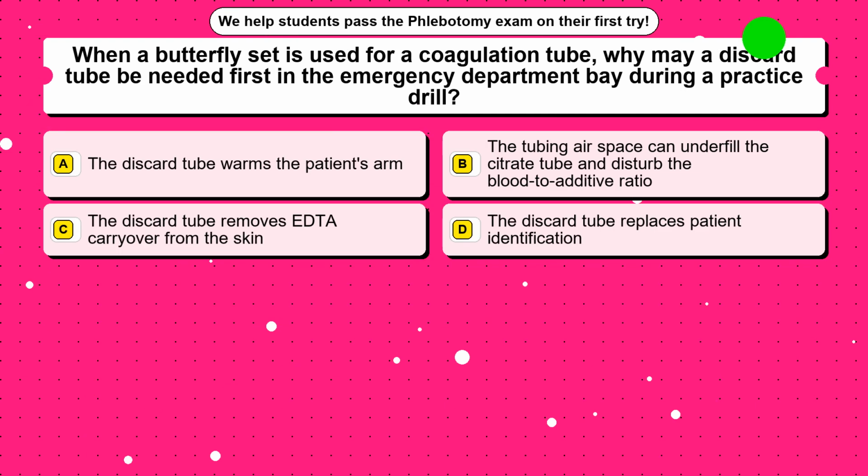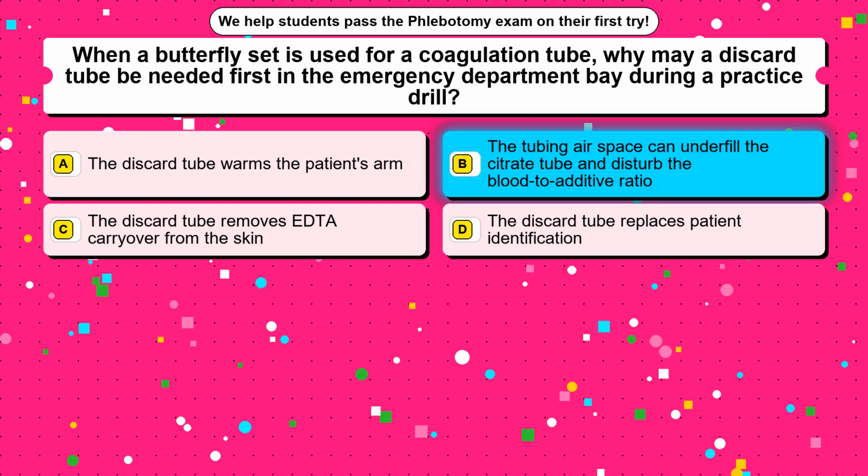Question 25. When a butterfly set is used for a coagulation tube, why may a discard tube be needed first in the emergency department bay during a practice drill? Option A. The discard tube warms the patient's arm. Option B. The tubing airspace can underfill the citrate tube and disturb the blood-to-additive ratio. Option C. The discard tube removes EDTA carryover from the skin. Option D. The discard tube replaces patient identification.